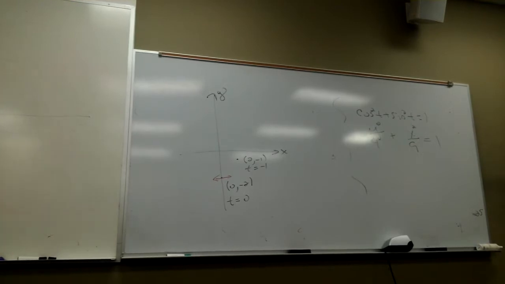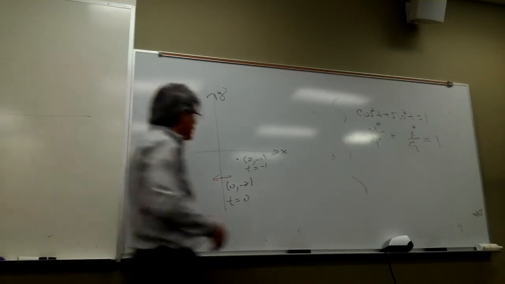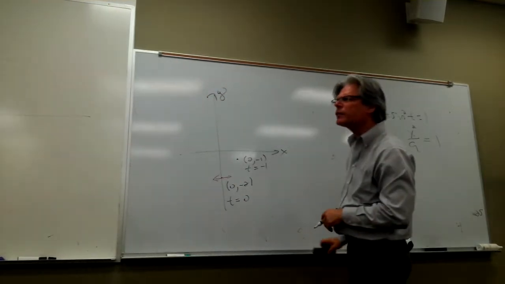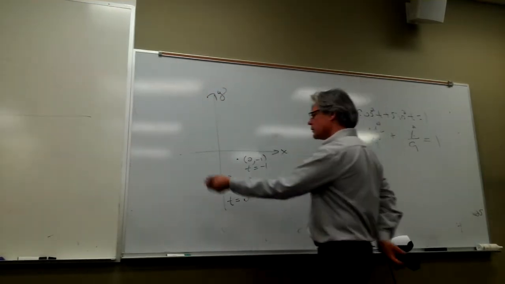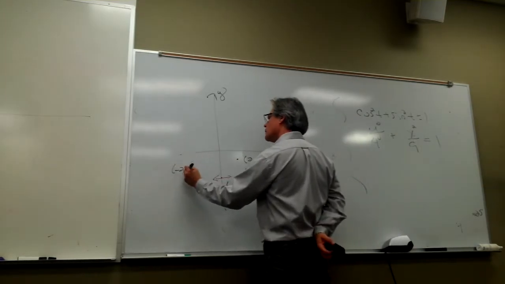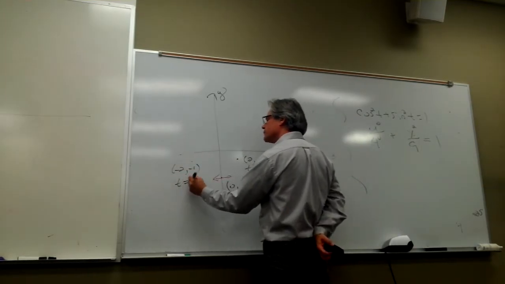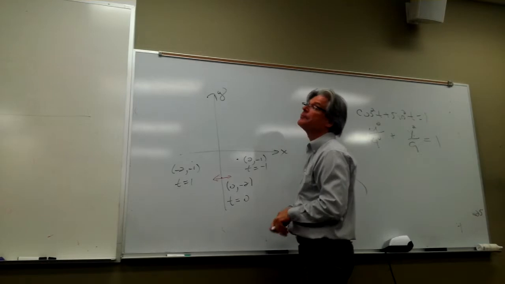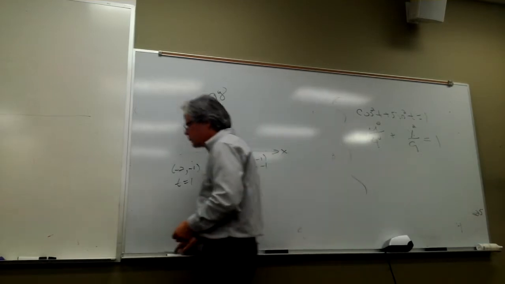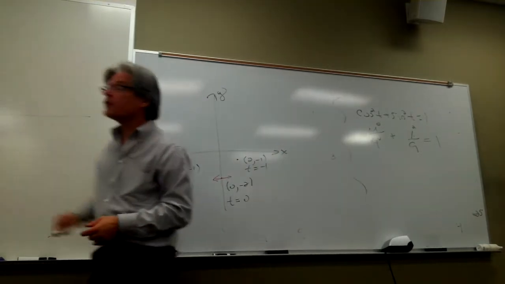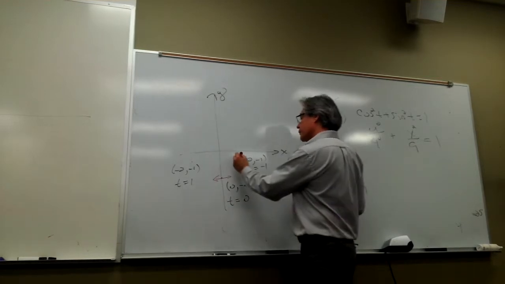When I plug 1 in for t here, that gives me an x value of negative 2, and a y value of negative 1, so (negative 2, negative 1). And that happened when t was equal to 1. Oh, by the way, when t is 1 or negative 1, I think my dy/dx is undefined. I get vertical tangent lines.